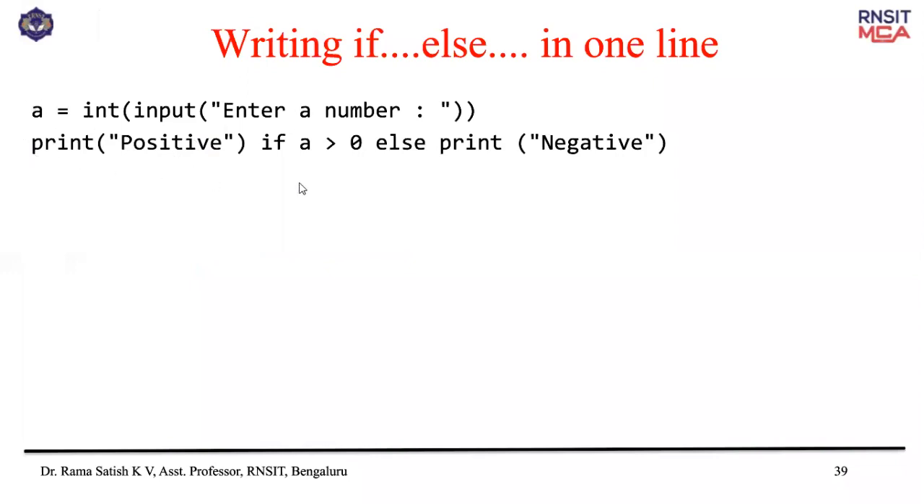I'm taking an example to do this. a is equal to int input, a number. Whatever number you give, it will take. It will print positive if a is greater than 0, else print negative. See, the if else statement you are writing in one single line. Of course, checking whether a number is positive or negative, you could complete within 2 lines. Is it possible in any programming language? But it is possible in Python.